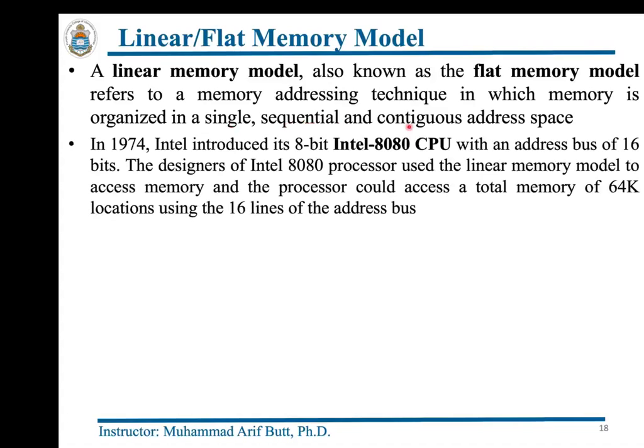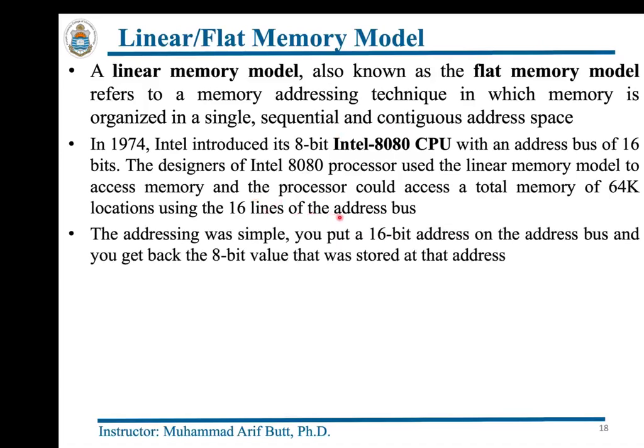To give you an example from history, in 1974, Intel introduced its 8-bit Intel 8080 CPU with an address bus of 16 bits. The designers of the Intel 8080 processor used the linear memory model to access memory, and the processor could access a total of 64K locations using the 16 lines of the address bus. And the addressing was quite simple. You just put a 16-bit address on the address bus and you get back the 8-bit value that was stored at that particular address.